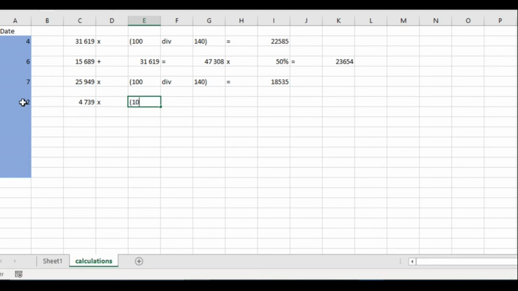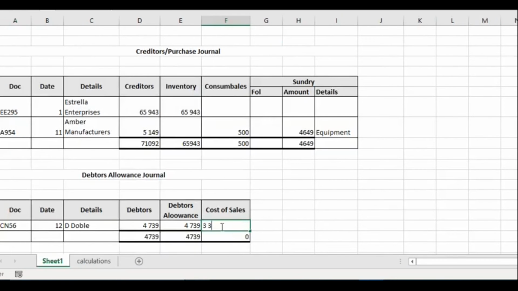multiplied by what I want, 100, divided by what I have, 140, which is equal to the 4,739 multiplied by open bracket 100 divided by 140, the 3,385. So that's our cost of sales, 3,385.